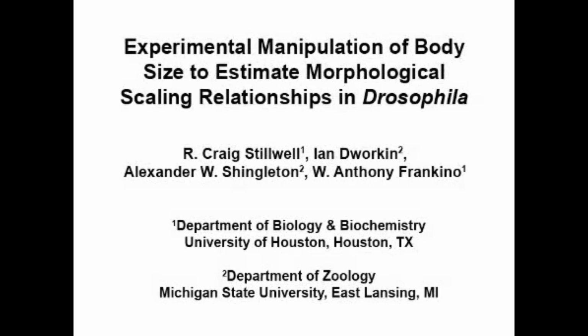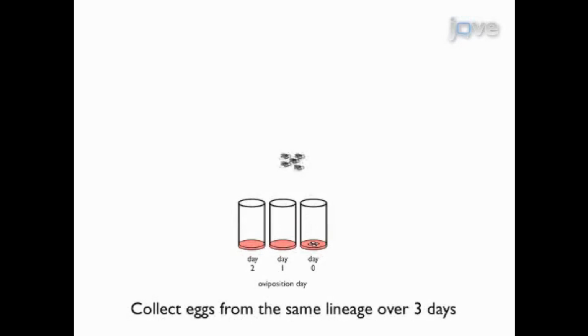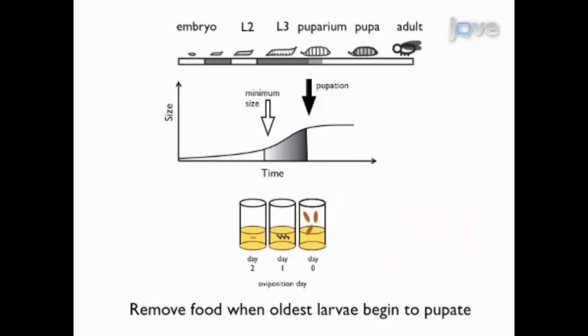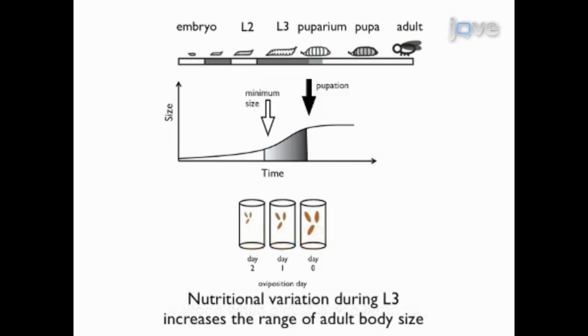The overall goal of the following experiment is to use a developmentally timed manipulation of food availability to create a large range of body sizes, which can then be used to estimate the scaling relationship among morphological traits. First, eggs are collected from the same population of flies over 3 days, creating 3 age cohorts. When the oldest cohort of larvae begins to pupate, larvae of all cohorts are removed from the food. The result of this dietary modification is an enhanced range of size variation of the pupae.